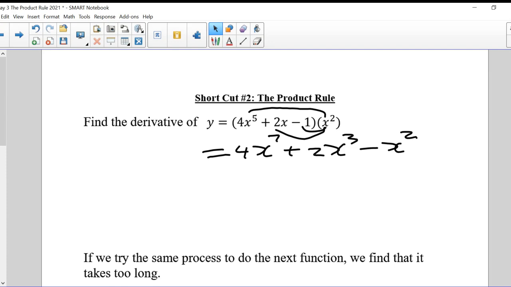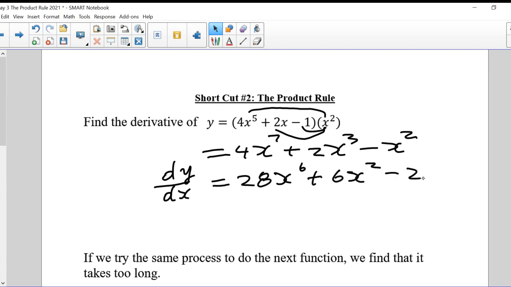So 4x^7, I add those exponents, the 5 and the 2. The 2x^3, I'm just adding the 2 and the 1, and then the minus x^2. That's the same function. All I did is simply expand it. So using the dy/dx from yesterday, that would work out to, follow along with me here, 28x^6, multiply the 7 and the 4 and drop the exponent by 1, plus 6x^2 minus 2x.